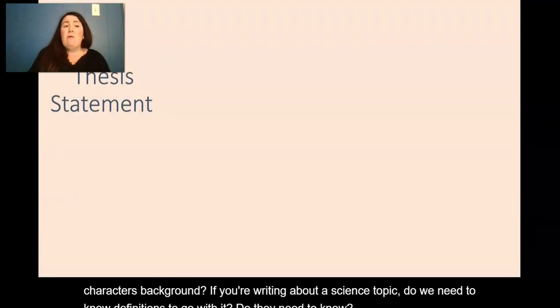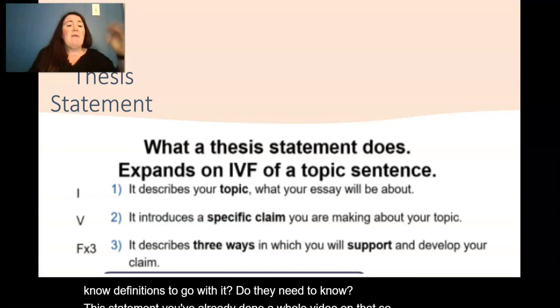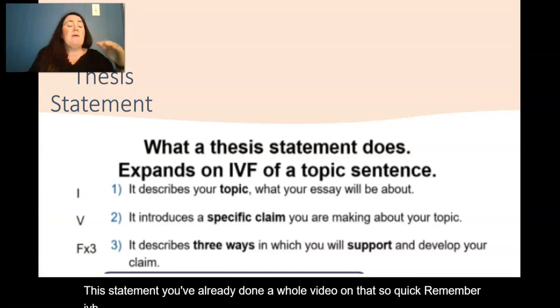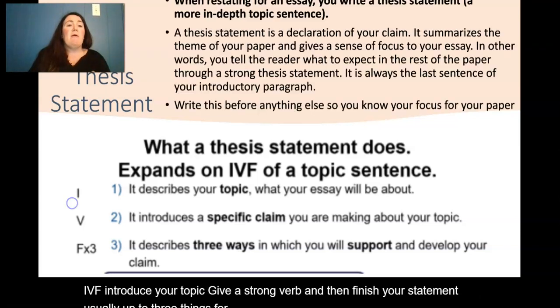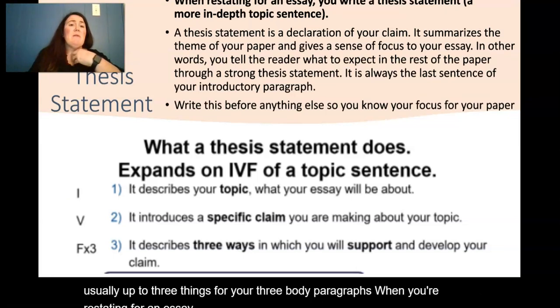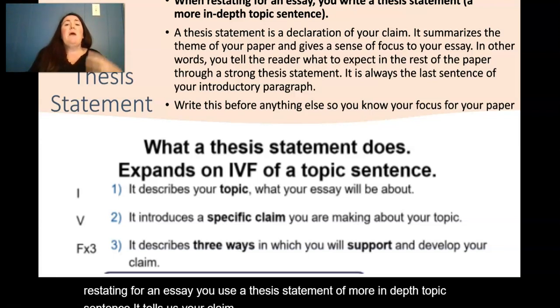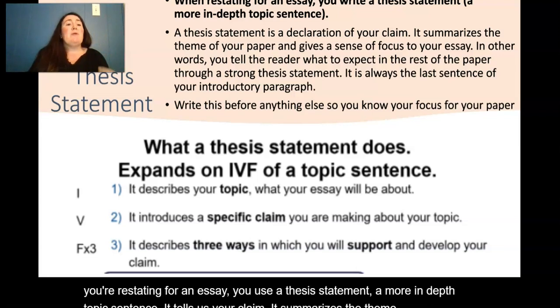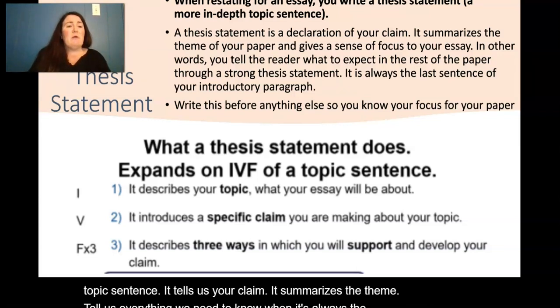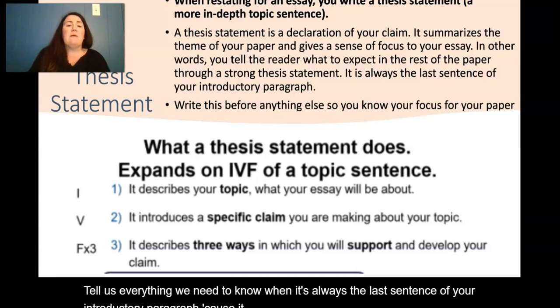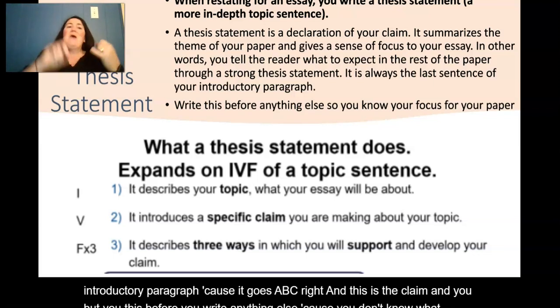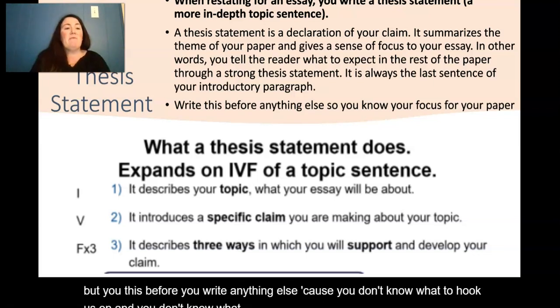Thesis statement, you've already done a whole video on that. So quick, remember IVF: introduce your topic, give a strong verb, and then finish your statement, usually up to 3 things for your 3 body paragraphs. When you're restating for an essay, you use a thesis statement, a more in-depth topic sentence. It tells us your claim, it summarizes the theme, it tells us everything we need to know, and it's always the last sentence of your introductory paragraph because it goes A, B, C, right? And this is the claim. But you write this before you write anything else because you don't know what to hook us on and you don't know what background to give us if you haven't written this.